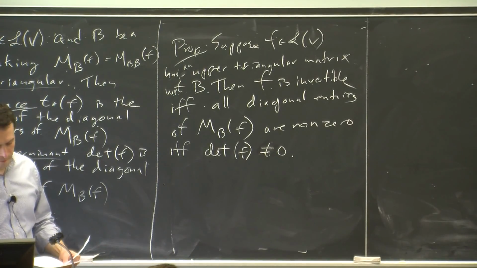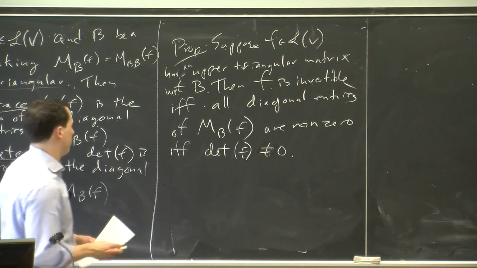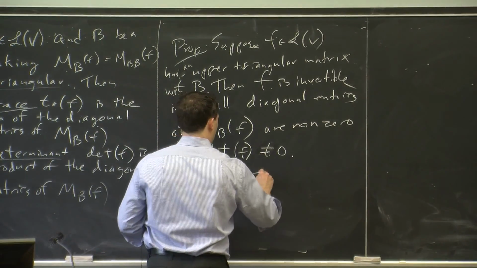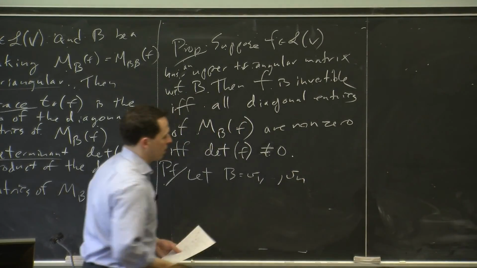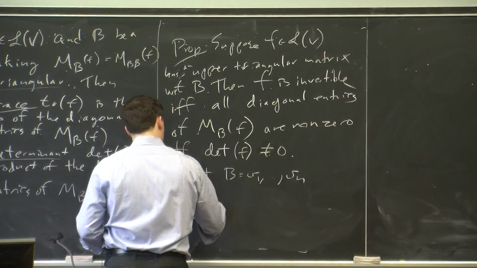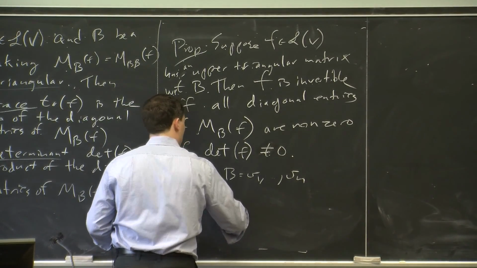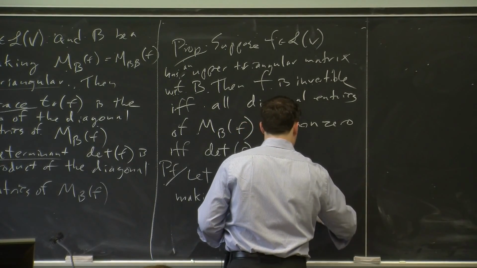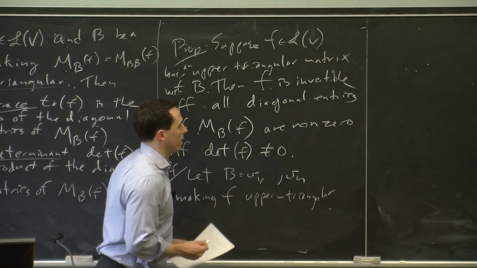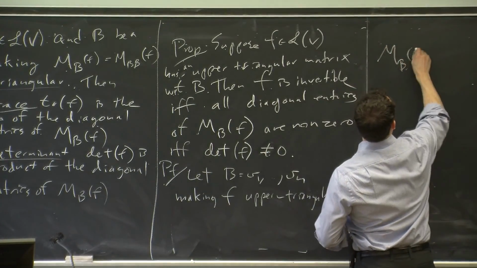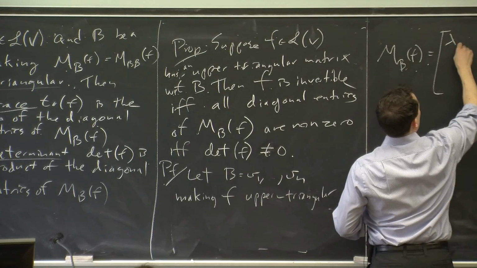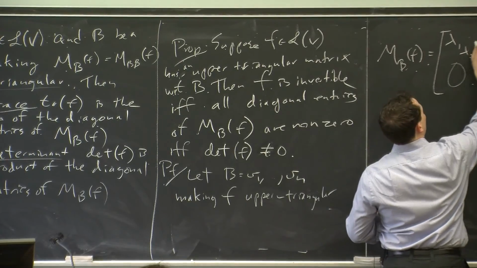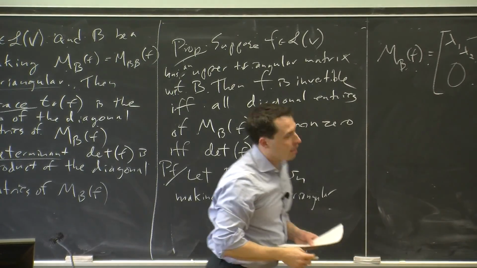So let's give a proof of that. Let B be a basis, n vectors, that makes F upper triangular. That is, the matrix with respect to B of F has the form lambda 1, lambda 2, lambda n on the diagonal, 0 below the diagonal, and some stuff we're not that interested in above the diagonal.